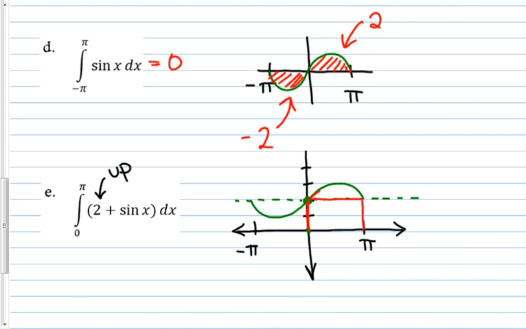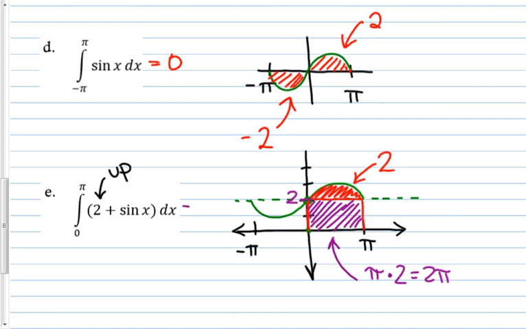Now, this right here does not change. This is 2. But what's interesting about this problem is now that I also have to find this area. It's a rectangle. Okay, I can find that, no problem. How wide is it? Pi. Times how tall is it? Remember, this right here is 2, because I had to move up 2 spaces. So this area is 2 pi. So for this one, my answer is 2 plus 2 pi, or 2 pi plus 2.